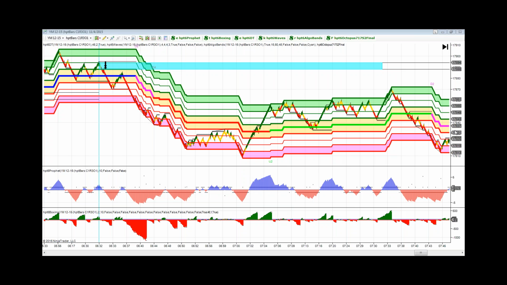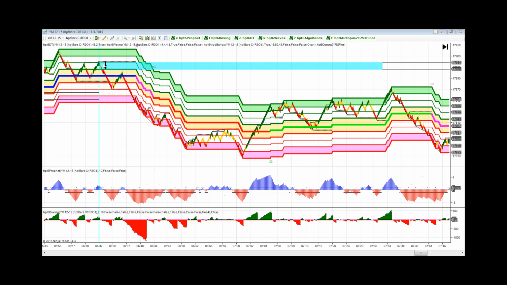This template is for the Octopus template video. We're going to be covering the Algo bands template, the quarterback template, and then of course the standard template, which is the default. We're going to cover the Algo bands template first.